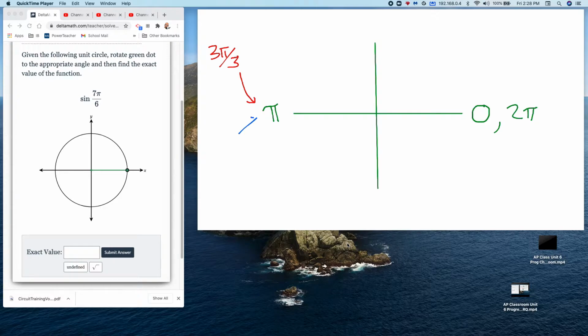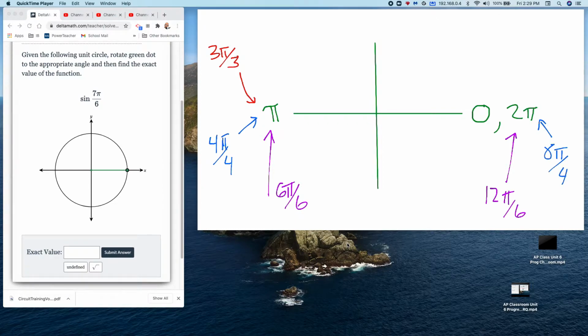Another way to think about it is 4 pi over 4. And a final way to think about it is 6 pi over 6. And what that means is we can think of 2 pi as 12 pi over 6. We can think of 2 pi as 8 pi over 4. And then we can also think of it as 6 pi over 3.